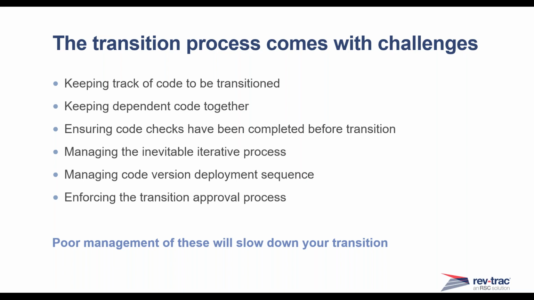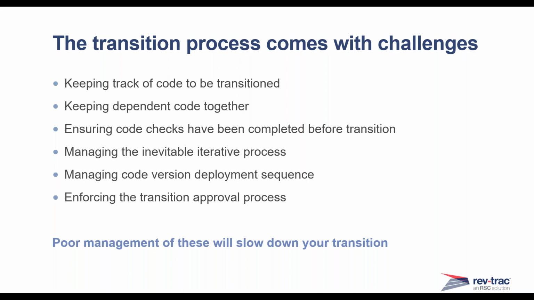Of course, then managing the code version deployment sequence and then enforcing the transition approval process. If one has a good solid process in place that's enforced and followed, one's less likely to run into trouble. I think the main point here is that if these aren't managed well, this will slow down your transformation because you'll run into a whole lot of problems towards the back end when it just doesn't all mesh together the way that it's actually meant to as well.